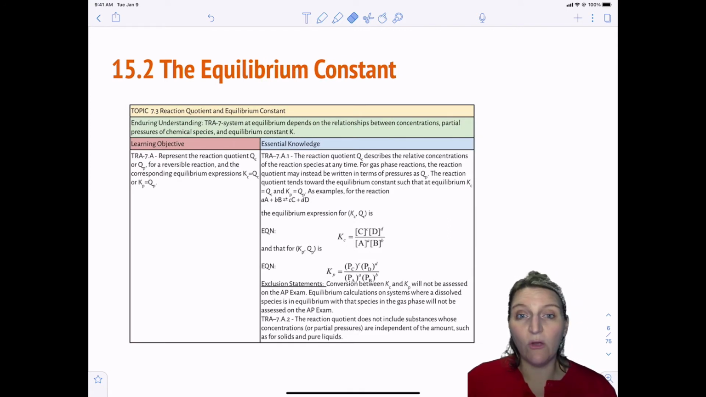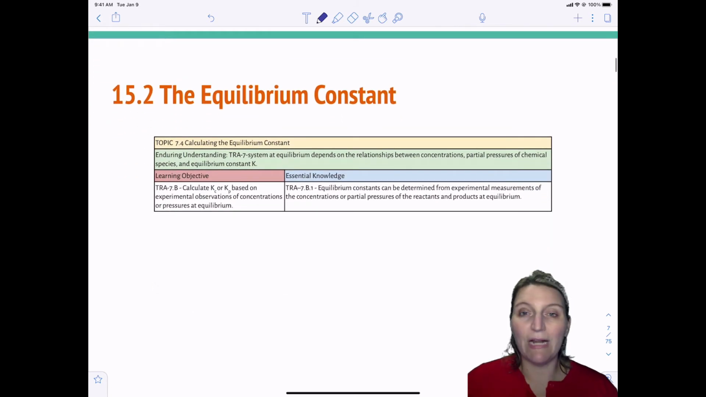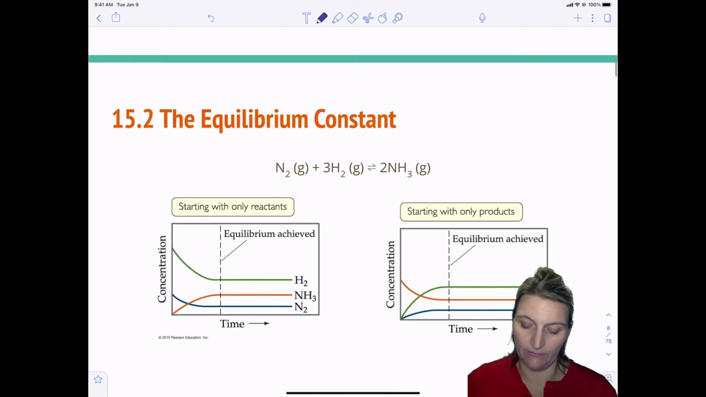15.2 is on the equilibrium constant, and we will do almost all of this chapter, chapter 15, with a little bit of chapter 17 at the end. So the equilibrium constant is a formula. We will learn how to figure out this formula, and then there is also a way to compare equilibrium concentrations to starting concentrations. And we will learn how to calculate that either from starting concentrations or equilibrium concentrations.